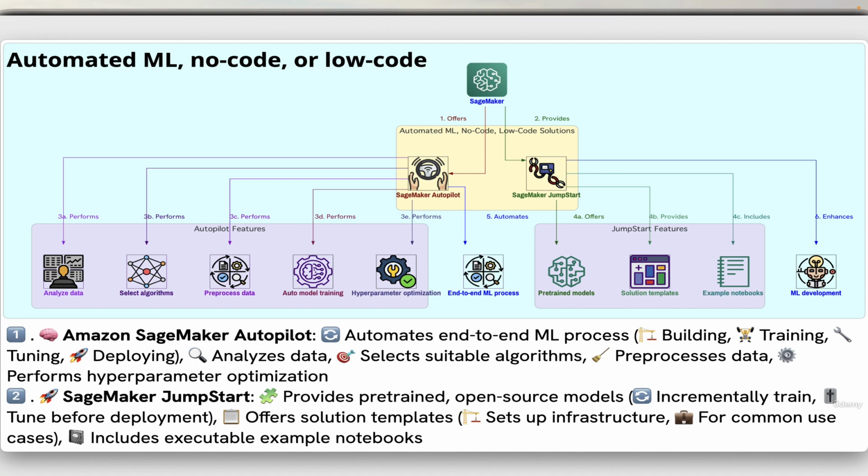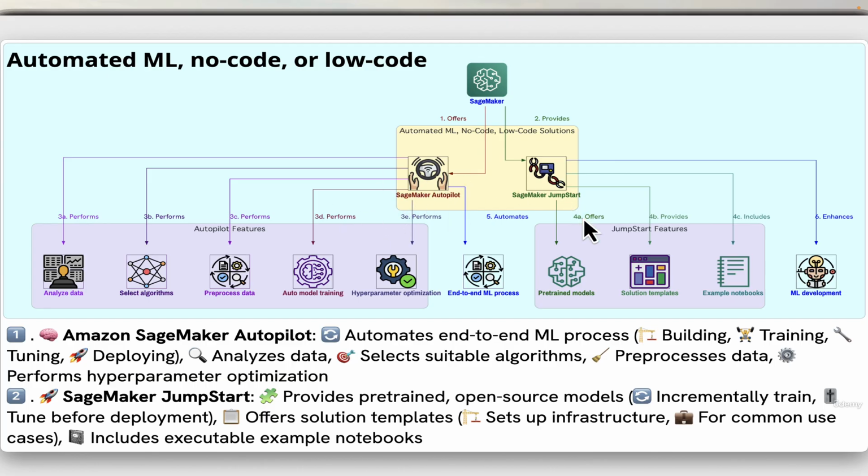So Autopilot will not only identify the problem type, it will even evaluate all the different models. It will choose the best model. It will evaluate, and it will tell you which model should go for production. It will give a final candidate after testing multiple models. So this may be time consuming and will also cost you more.